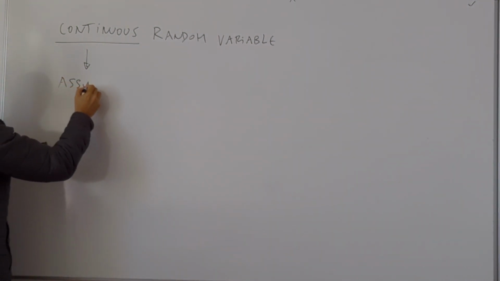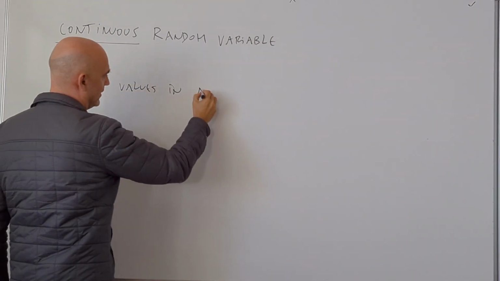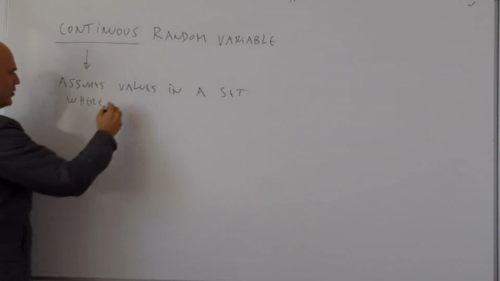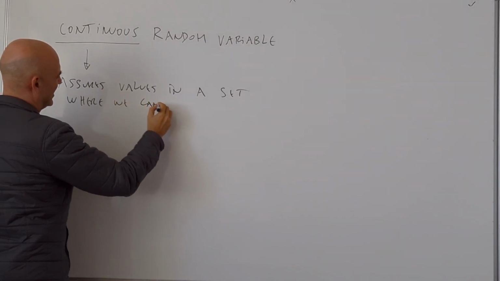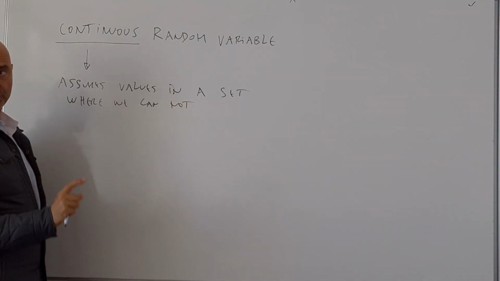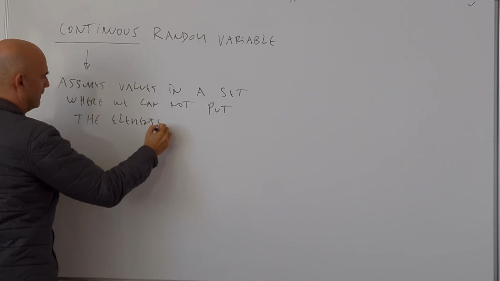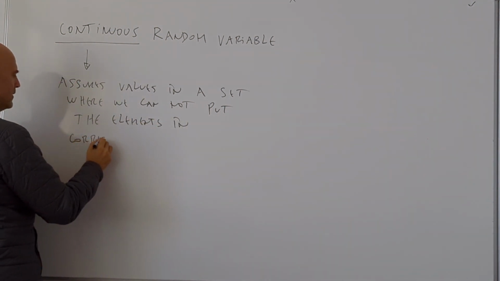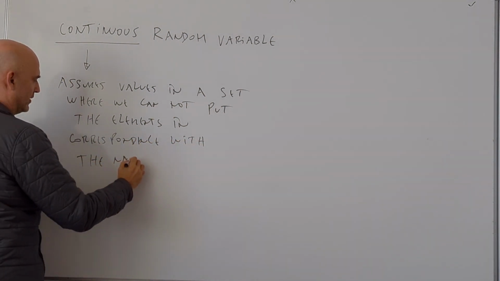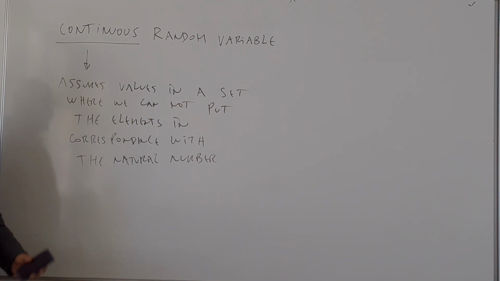A continuous random variable assumes values in a set where we cannot put the elements in correspondence with the natural numbers. This is a very big definition, but it is easy to understand.